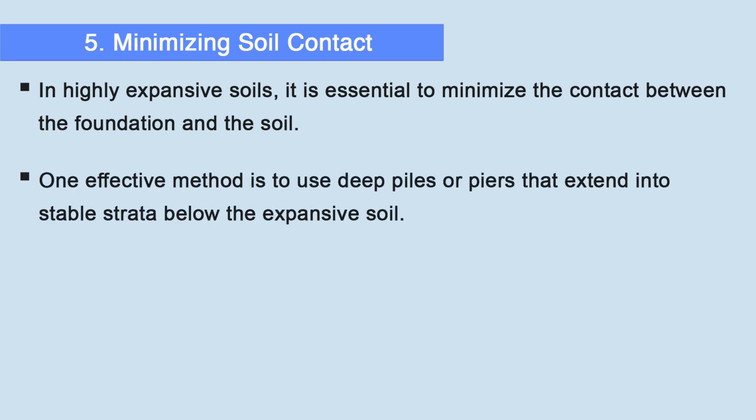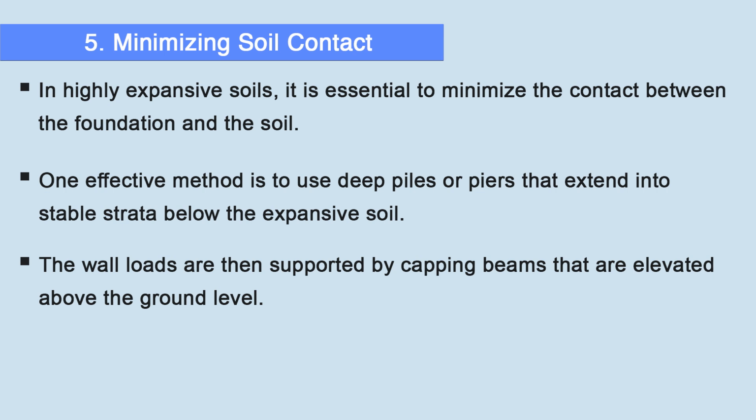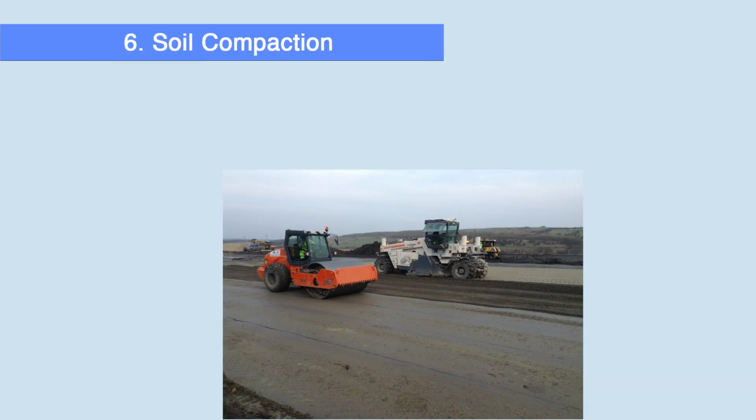One effective method is to use deep piles or piers that extend into stable strata below the expansive soil. The wall loads are then supported by capping beams that are elevated above the ground level. This design allows the soil to expand and contract without exerting forces on the foundation, thus protecting the structure from any type of damages. Then the next is soil compaction.